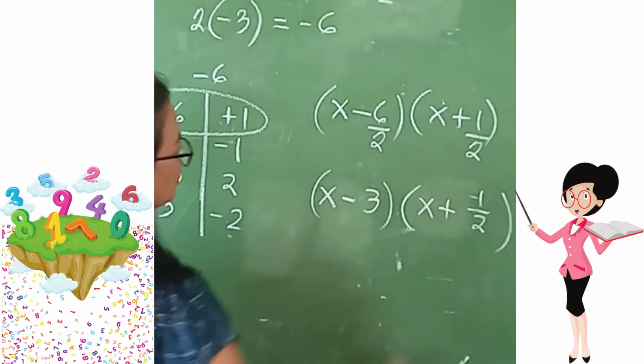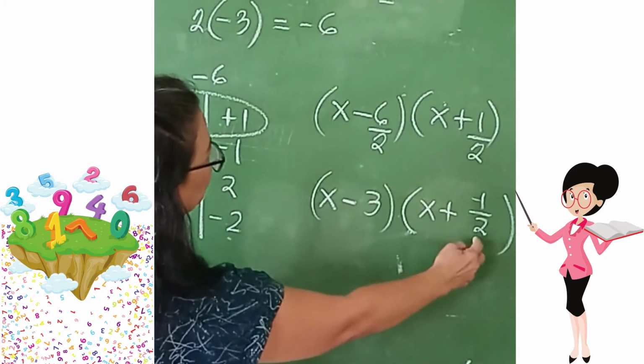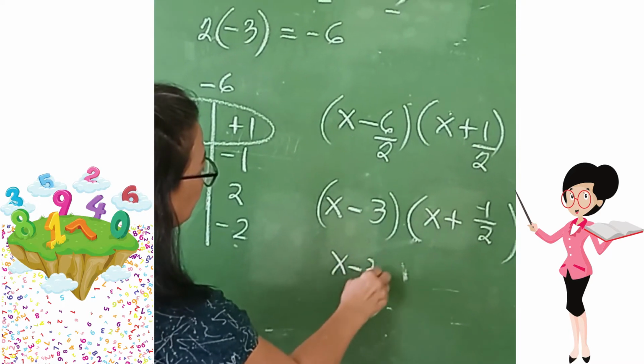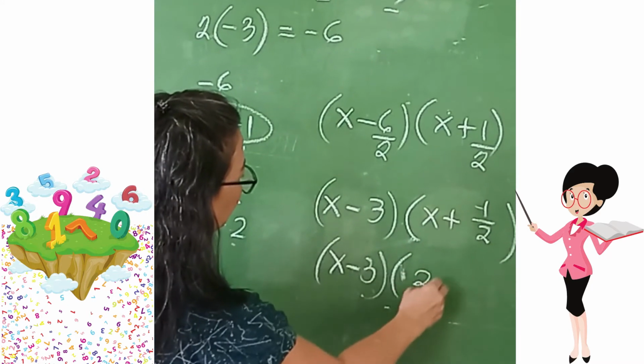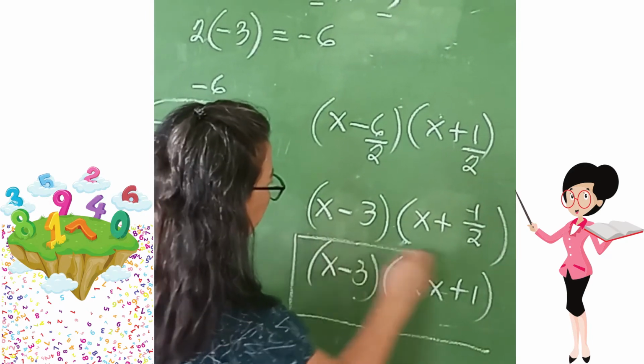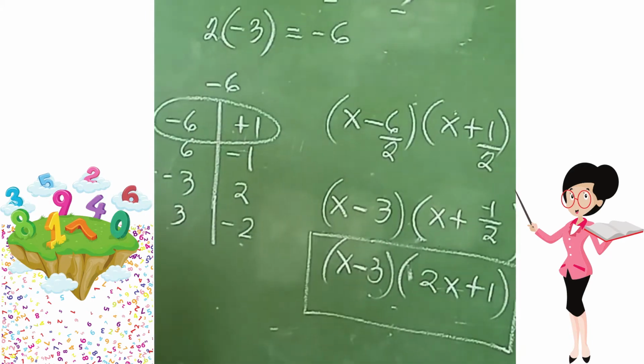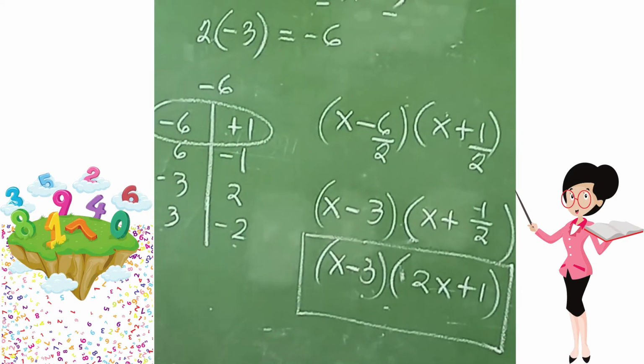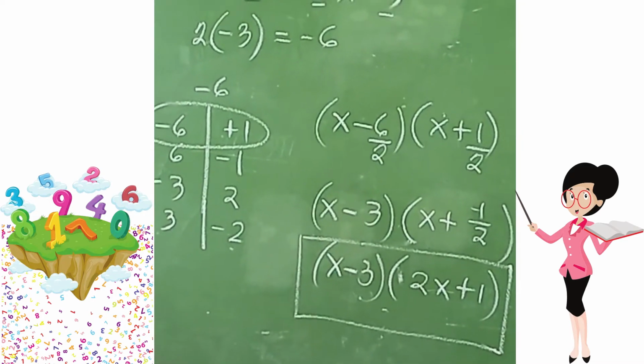But since this is a fraction, we're going to multiply this by 2. So you come up with x minus 3 and 2x plus 1 as the factors of our trinomial 2x squared minus 5x minus 3.